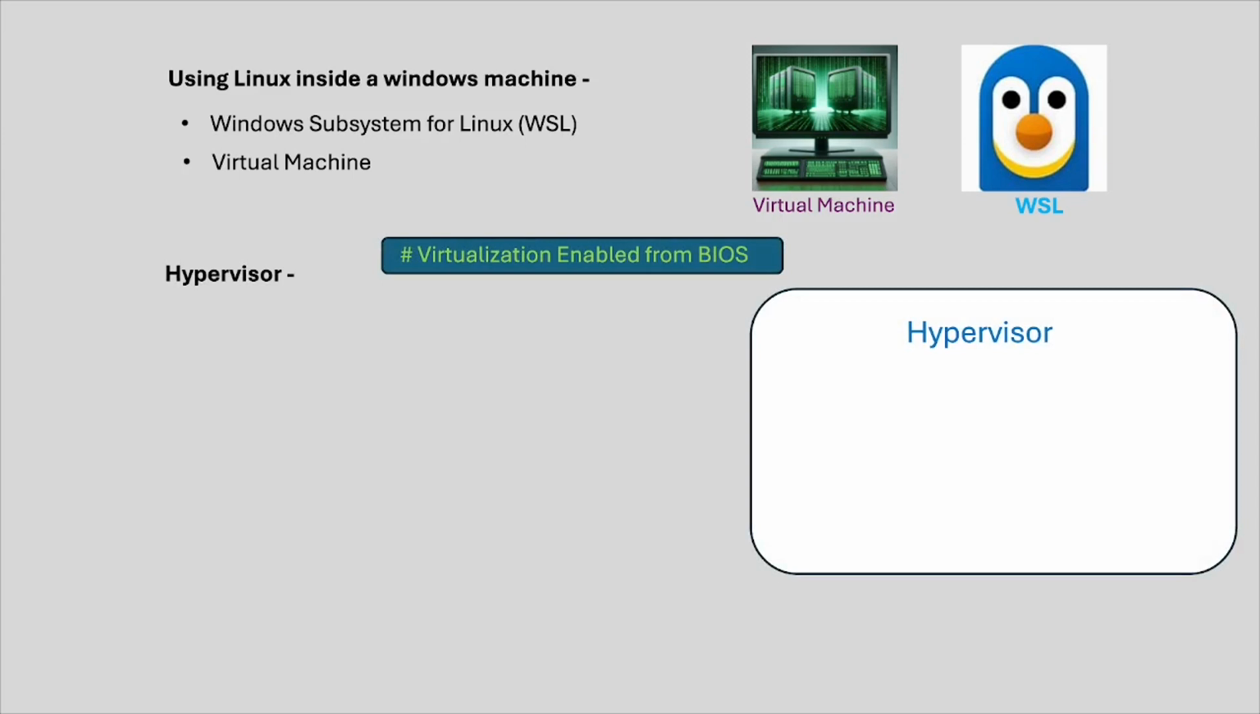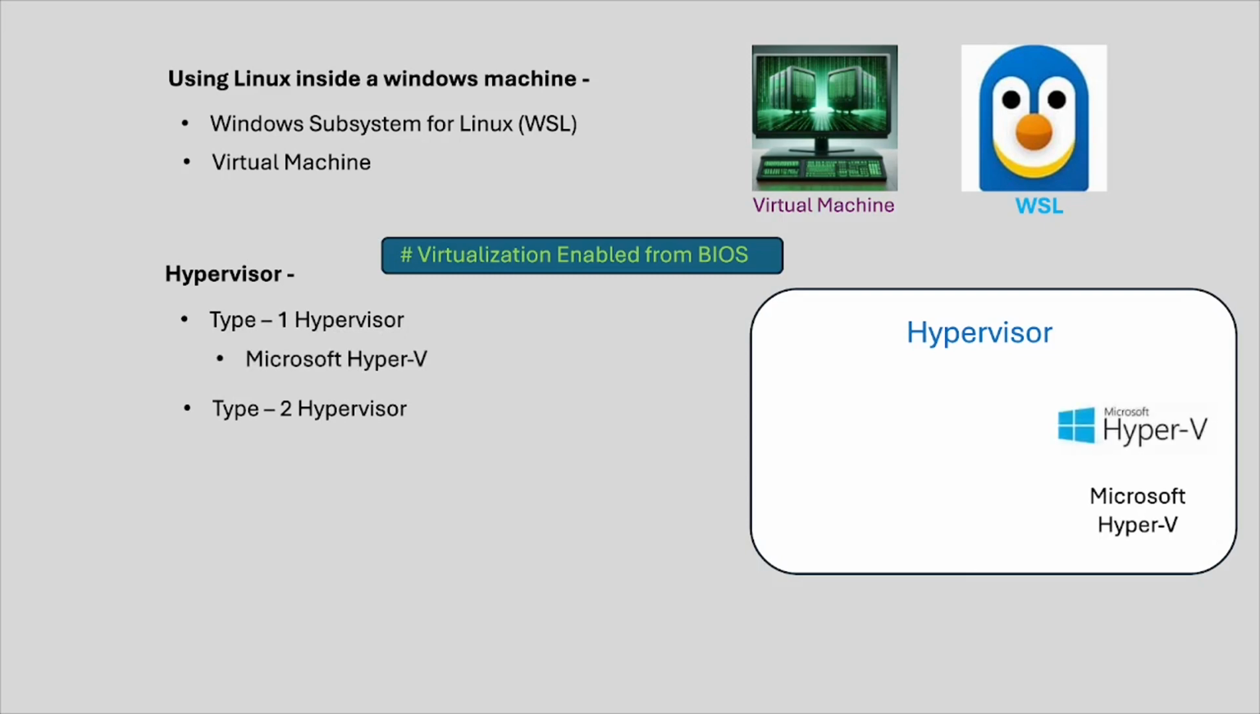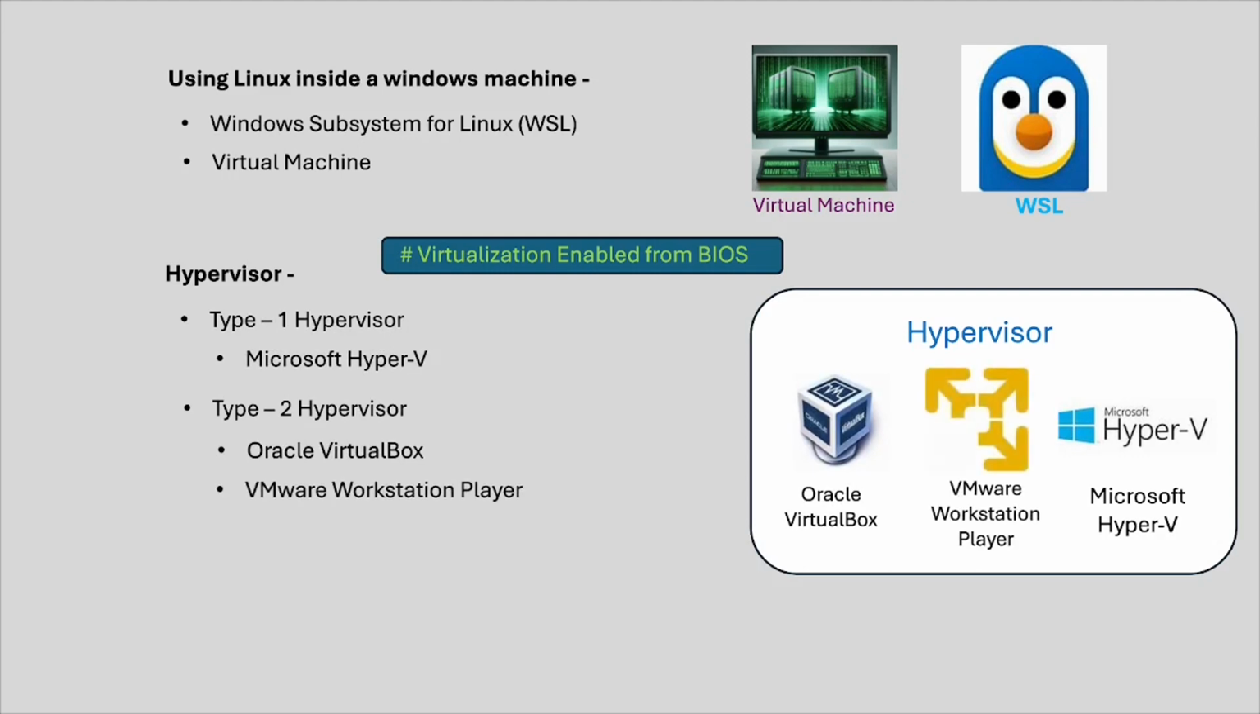For now, you should know that there are two types of hypervisor: Type 1 hypervisor and Type 2 hypervisor. Type 1 hypervisor is bare metal, so it runs directly from hardware and has better performance. Type 2 hypervisors run on host operating systems, which costs them performance limitations. Microsoft Hyper-V is a Type 1 hypervisor. Then we have Oracle VirtualBox, which is a Type 2 hypervisor. VMware Workstation Player is another Type 2 hypervisor. There are many other hypervisors, but I have listed only the free ones here.